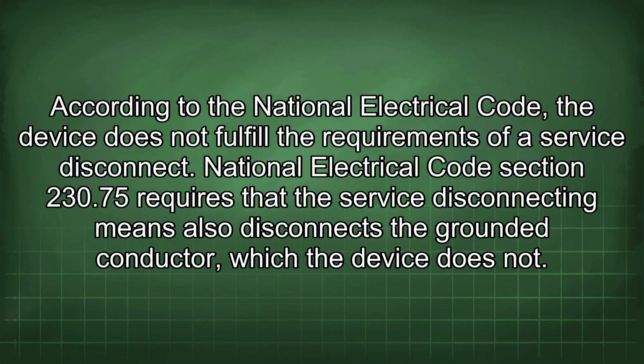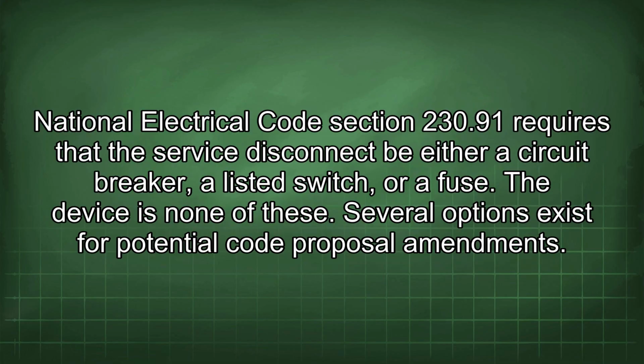According to the National Electrical Code, the device does not fulfill the requirements of a service disconnect. National Electrical Code Section 230.75 requires that the service disconnecting means also disconnects the grounded conductor, which the device does not. National Electrical Code Section 230.91 requires that the service disconnect be either a circuit breaker, a listed switch, or a fuse. The device is none of these.